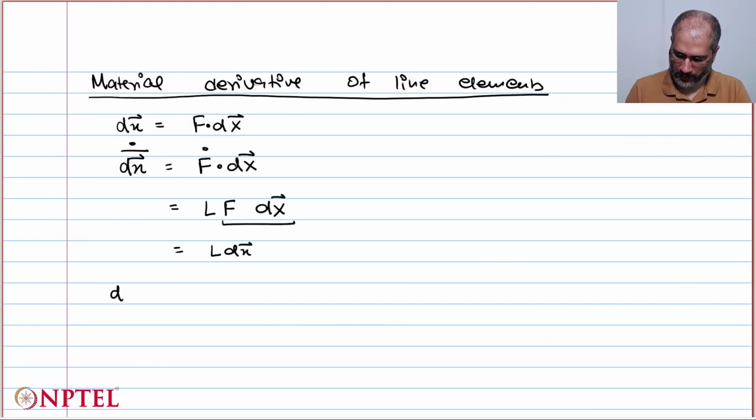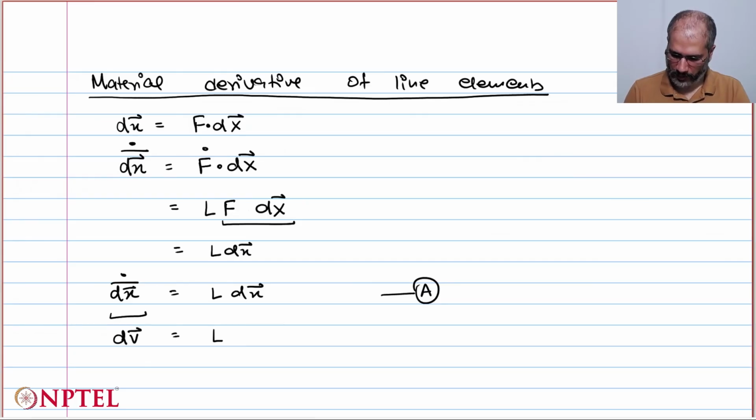So overall, we have the material derivative of the element small dx, that's a vector, is L times small dx. I'll call this A, and this is something we already have seen in the past because small dx dot is nothing but the vector dv, and this is equal to the velocity gradient tensor times small dx. In index notation, we can write this as dv_i is v_i comma j dx_j.